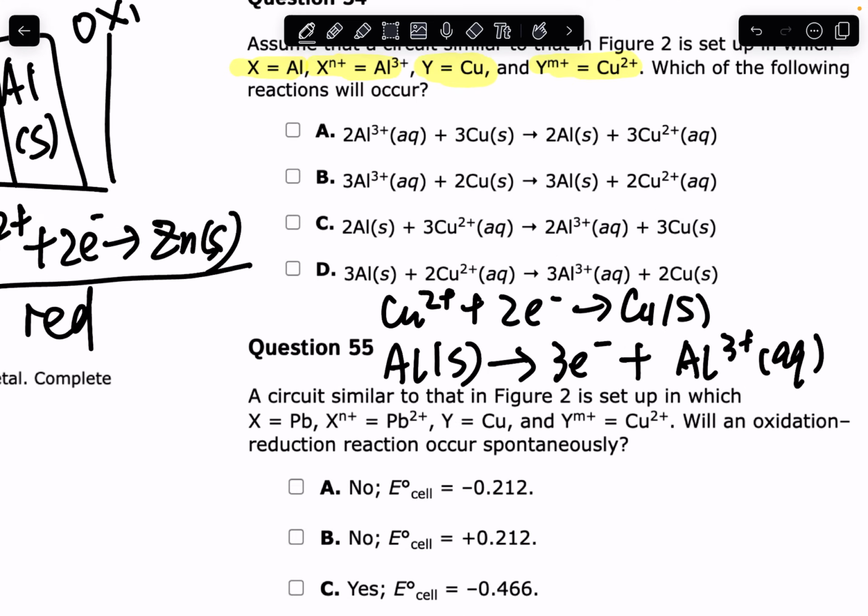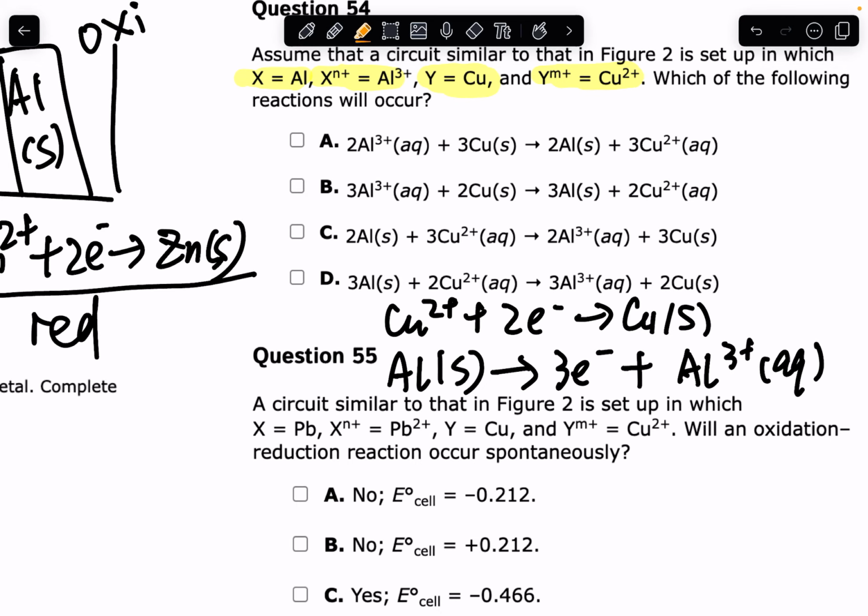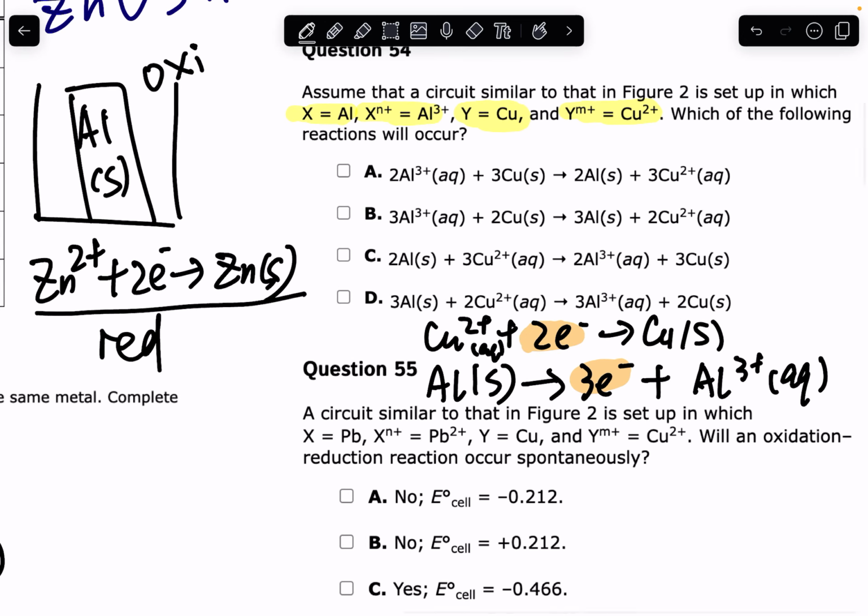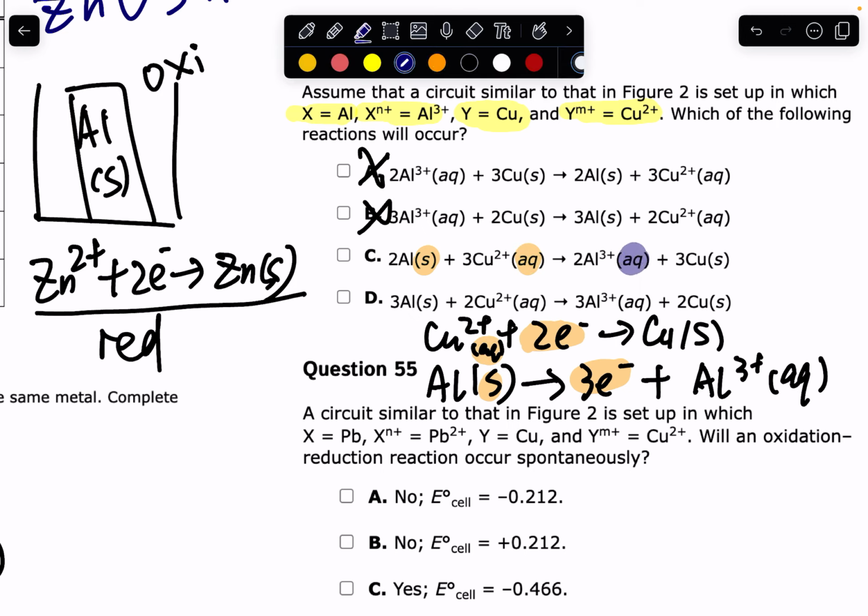All right, so these are my half reactions: one reduction reaction, one oxidation reaction. If I combine those together, I can just cross out the electrons, and I know that it is the copper aqueous form that's combining with the Al solid form. So I can rule out A and B, and then it will be C and D, because C and D match the states: solid, solid, aq, aq on one side, and aq, aq, solid, solid on the other side.